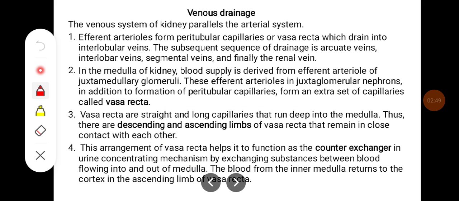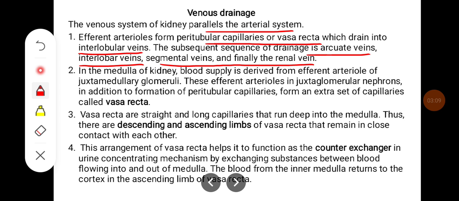The venous system of kidney parallels the arterial system. Efferent arterioles form peritubular capillaries or vasa recta, which drain into interlobular veins. Subsequent sequence of drainage is arcuate veins, interlobar veins, segmental veins, and finally the renal vein.